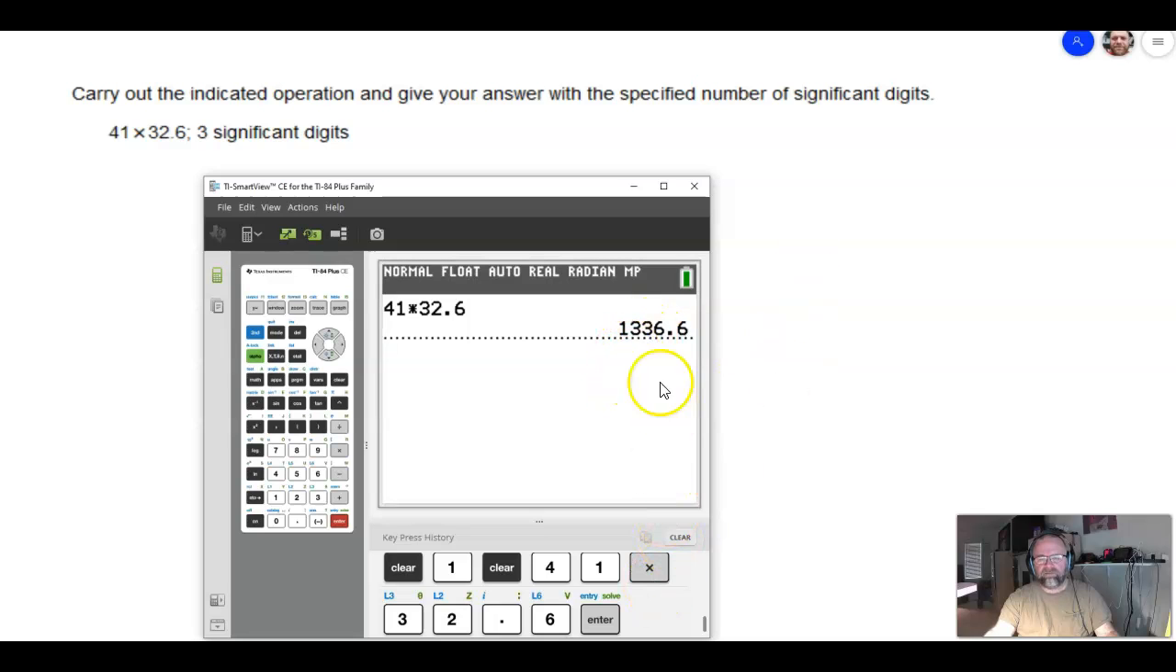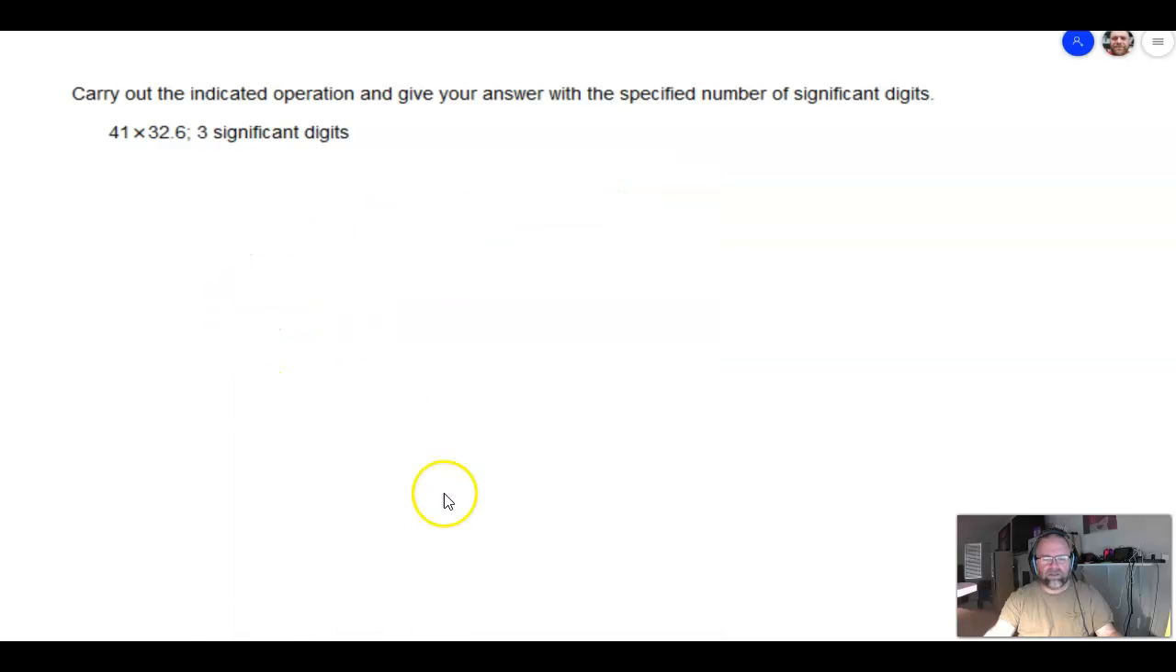So that's just going to be 1, 3, and then we round this one up to 4 because to the right of that is a 5 or higher. So it's just going to be 1,340. Remember, with whole numbers, we don't count those zeros to the right, so we can write that as 1,340. And that will be our answer. All right, let's take a look at the next one.